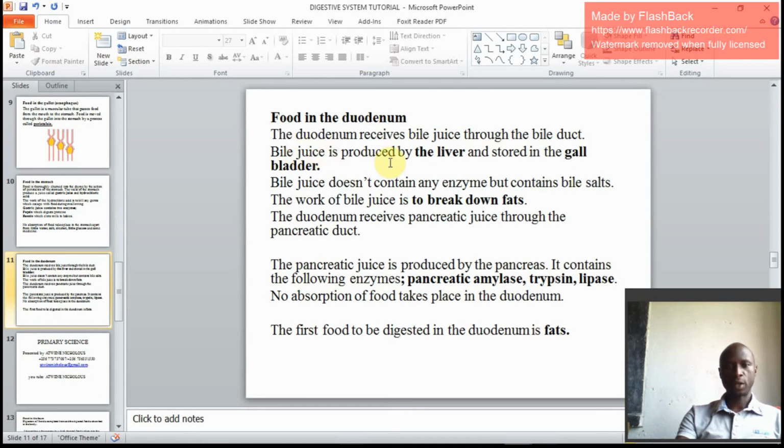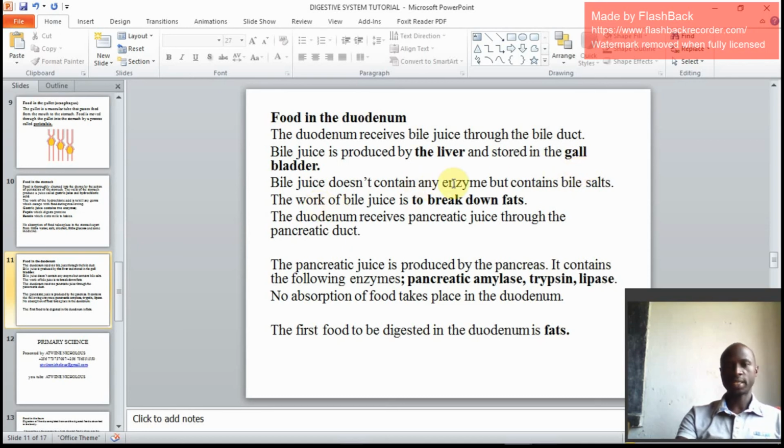Then bile juice is produced by the liver. So once they ask the use of the liver, it is to produce bile juice. And where is bile juice stored? Bile juice is stored in the gallbladder. So gallbladder is meant to store bile juice, and liver is meant to produce. So liver produces bile juice as gallbladder stores that bile juice.